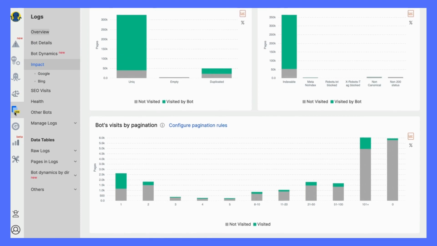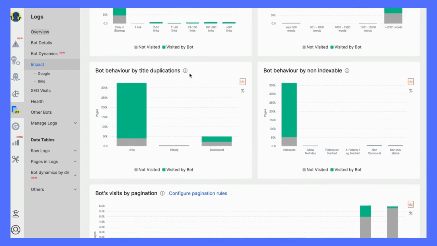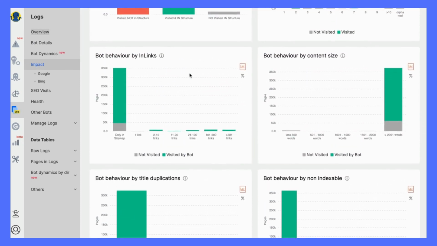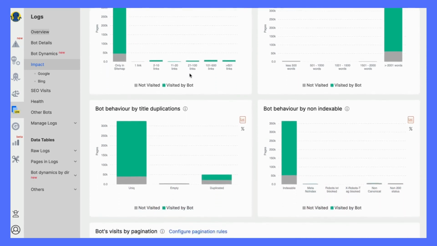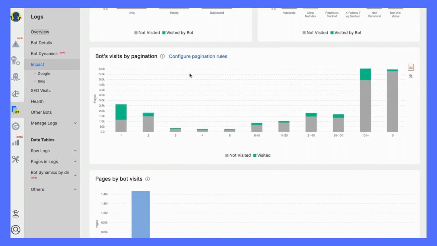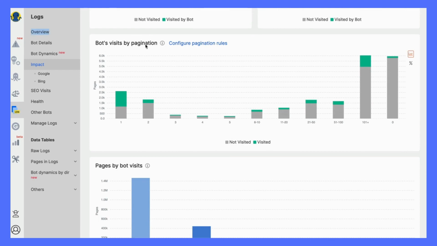And right now I would like to show you one more chart in our logs section, impact section, where you remember we analyzed the Googlebot behavior by different criteria. And right now we have the opportunity to analyze bot visits by pagination. So how Googlebot behaves by paginated pages. And in this particular case, we see that the bot visits even the paginated pages which are located really far. So the pagination pages with number more than 100.